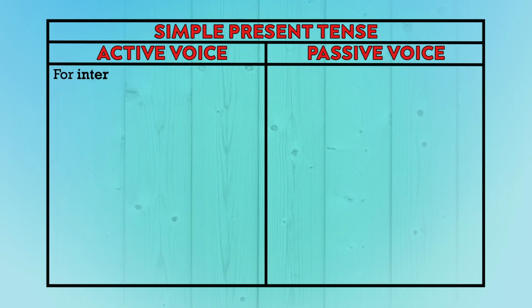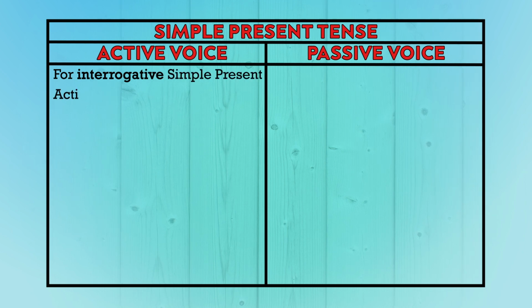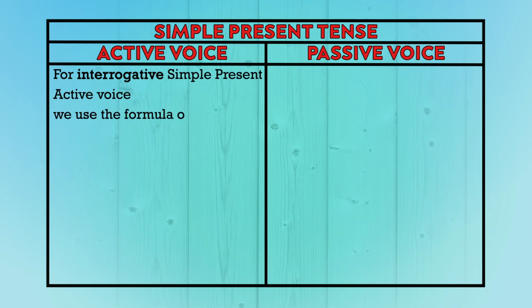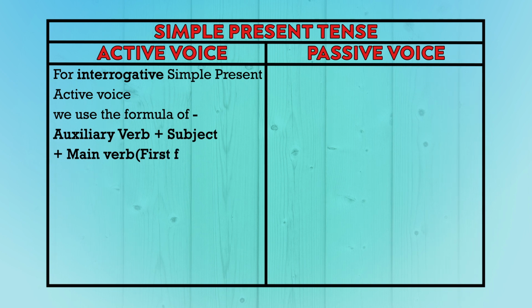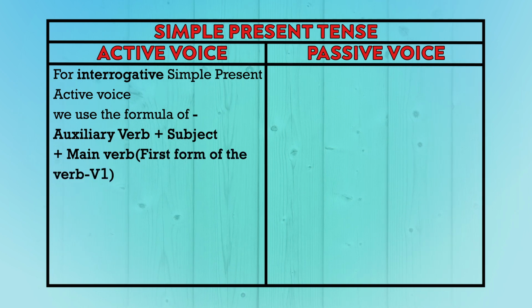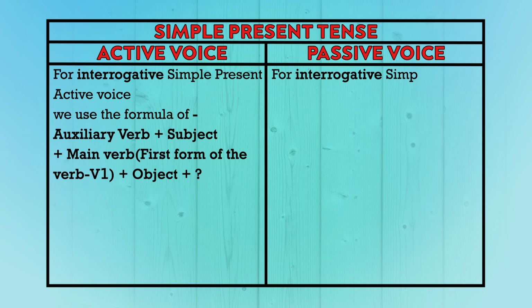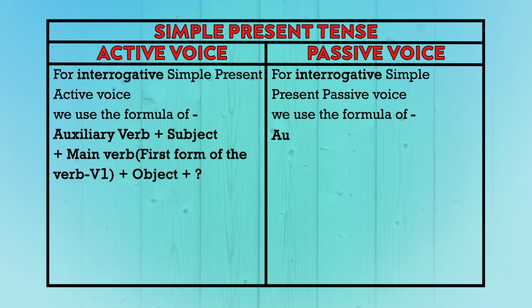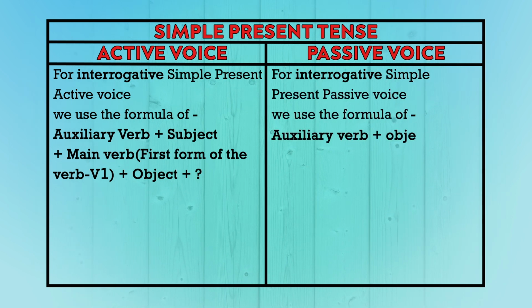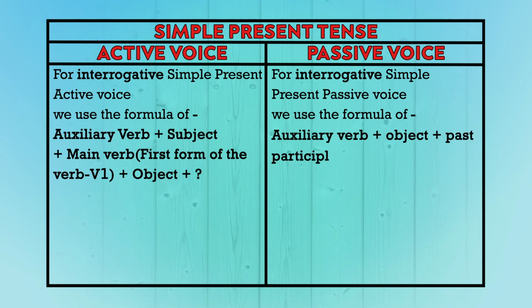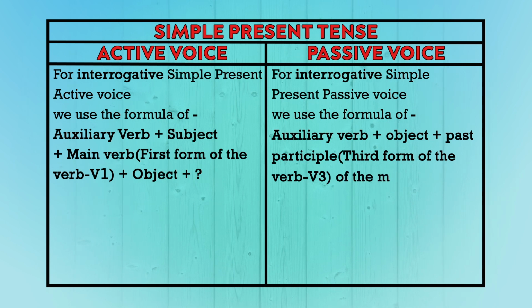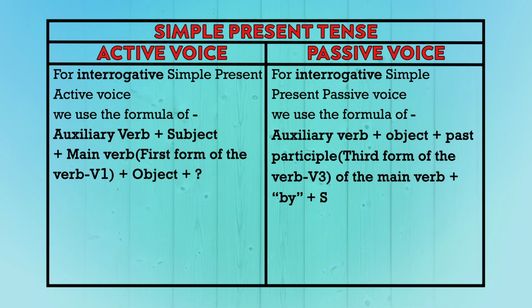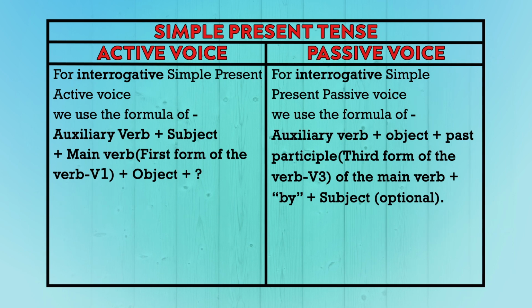Now, for interrogative simple present active voice, the formula is auxiliary verb plus subject plus main verb, that is verb 1, plus object. Now, when we change it, we put auxiliary verb first plus object plus past participle, that is third form of the verb, plus by plus subject, which is optional.